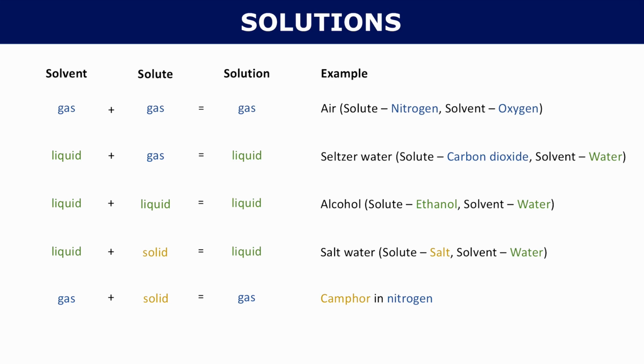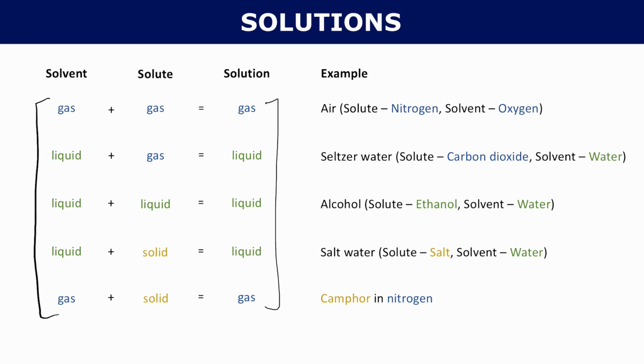You might notice a pattern here, and it's that the phase of the solution is going to be almost always dependent on the phase of the solvent. And this goes back to the fact that the solvent is the more abundant component of the solution. So the solvent generally determines the phase of the solution. Okay, not all solutions are created equal.